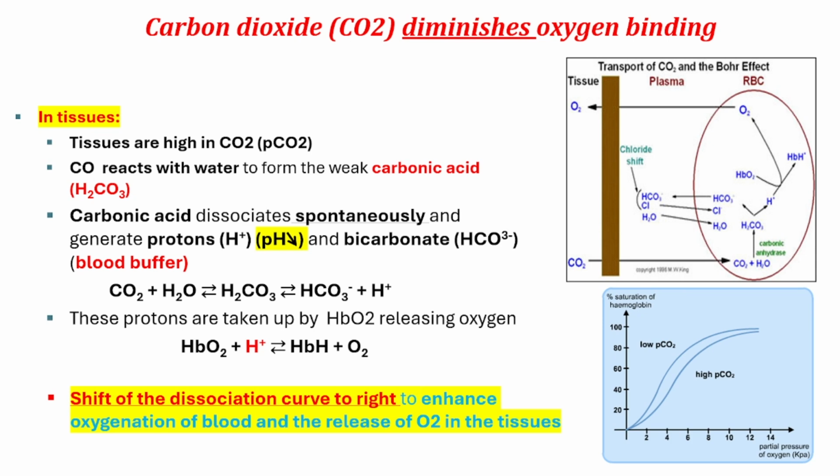It takes CO2, combines with water, and becomes carbonic acid. This carbonic acid will dissociate, it will be cleaved. It will give me proton and bicarbonate. So this proton will be exchanged with the oxygen on the hemoglobin, and it will release my oxygen, which will be delivered to the tissue. So here you saw how at the level of the tissue, I'm going to have a pH decrease. So I'm going to have a shift to the right.